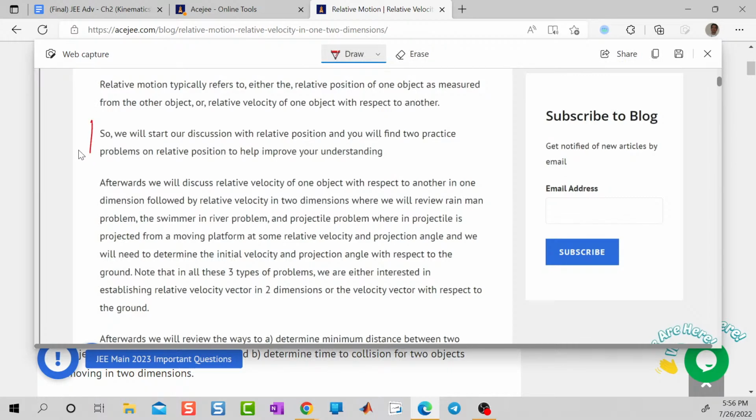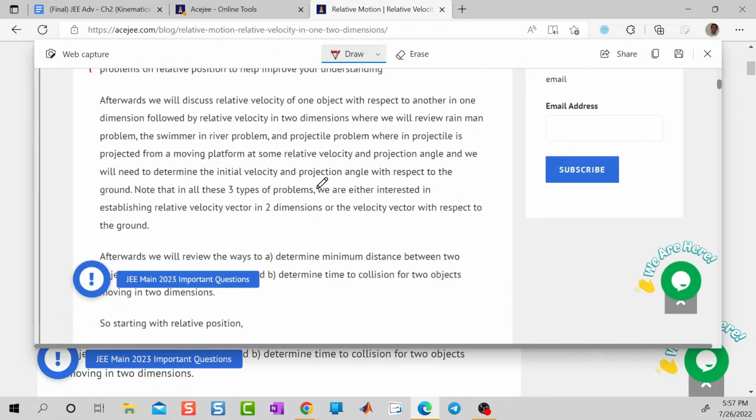Okay, so let's start with the relative position, and then we will talk about the relative velocity. There's a lot of interesting stuff in here. Let me read through the outline. After the relative position, we'll discuss the relative velocity of one object with respect to another in one dimension, followed by relative velocity in two dimensions, wherein we will review the rain-man problems, the swimmer-in-river problem, and the projectile problem.